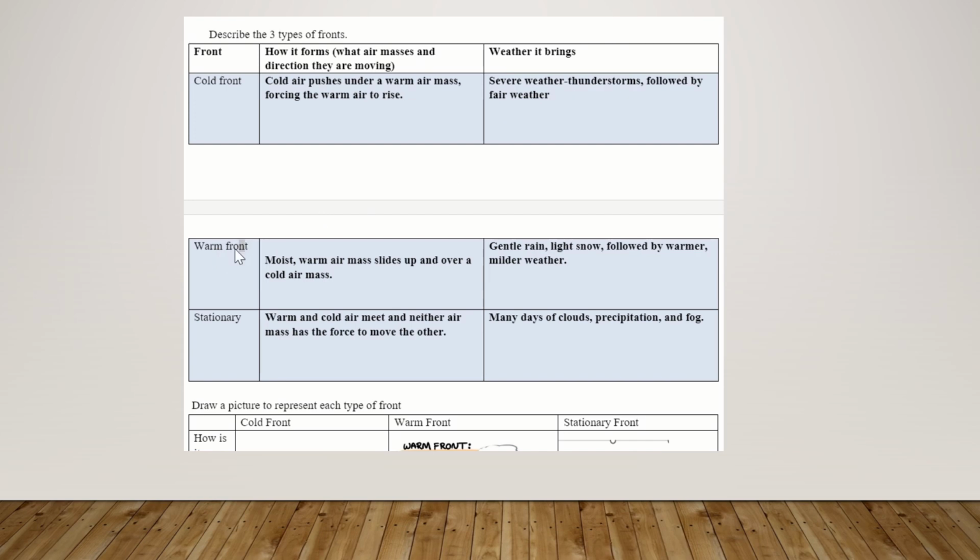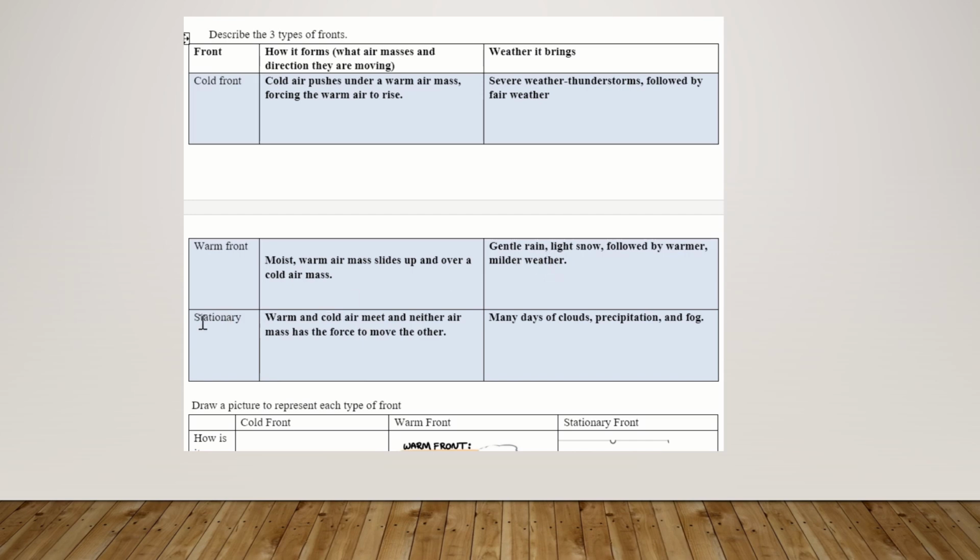Okay, here we have a warm front. So again, our key word is warm. That means the warm air is the one that's moving. That's the one that's going to be taking over. We have our warm, moist air mass that just slides up and over the cold air mass. And remember I said it's just like pulling on a warm blanket. It's just going to slide up and lay on top of it. We're going to have some gentle rain, maybe some snow if it's cold out.